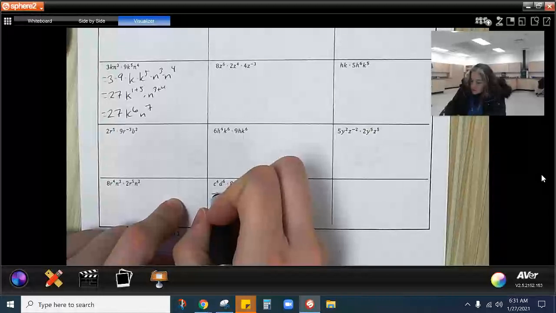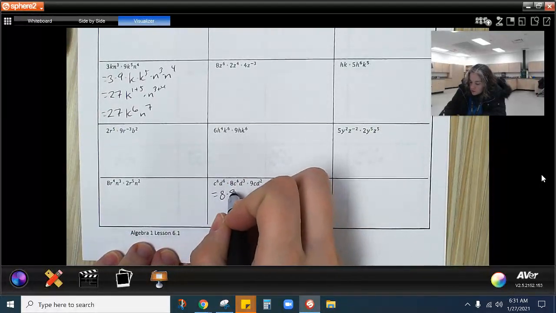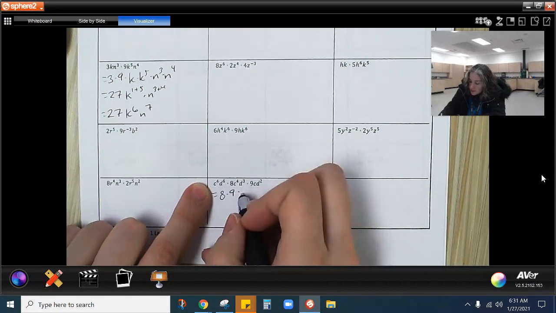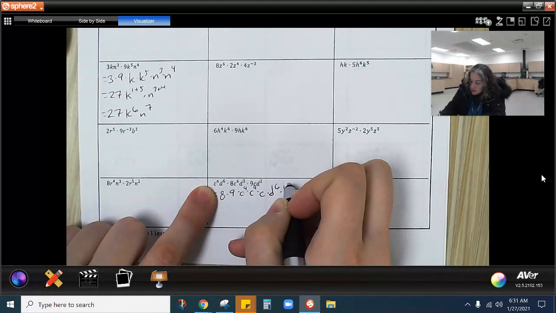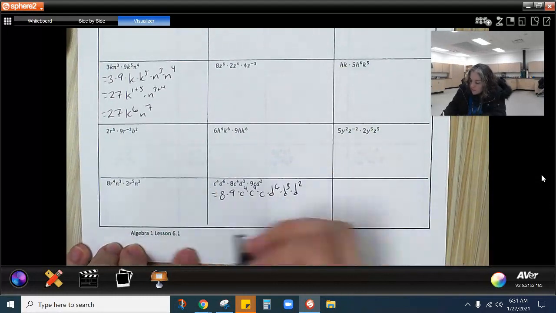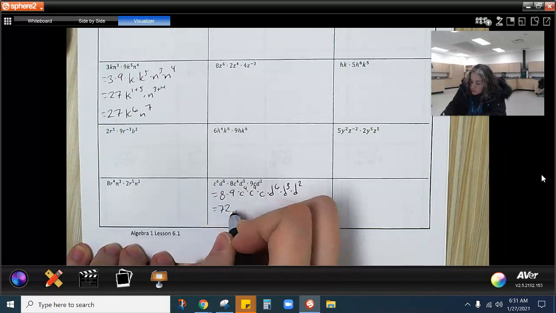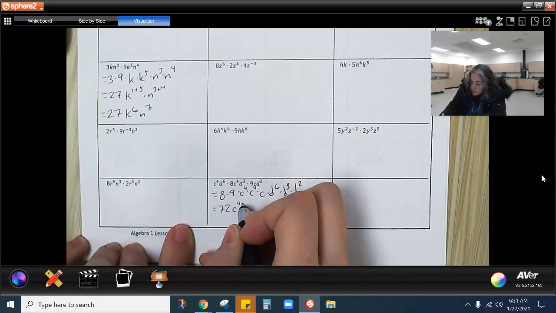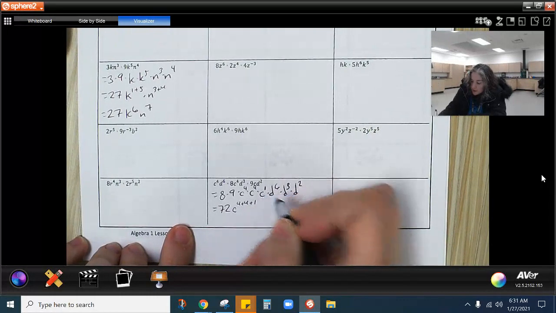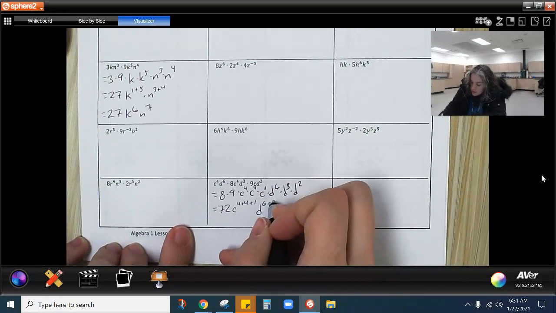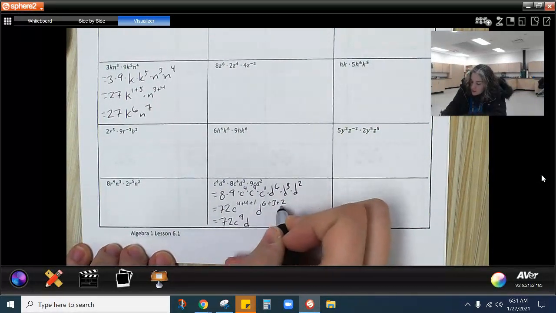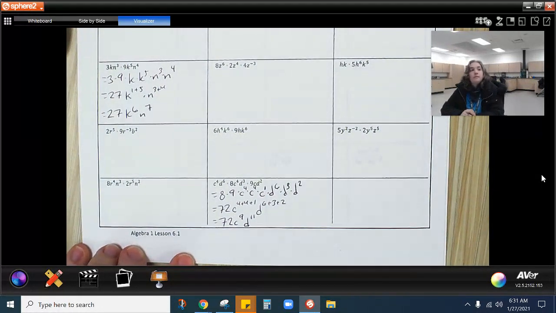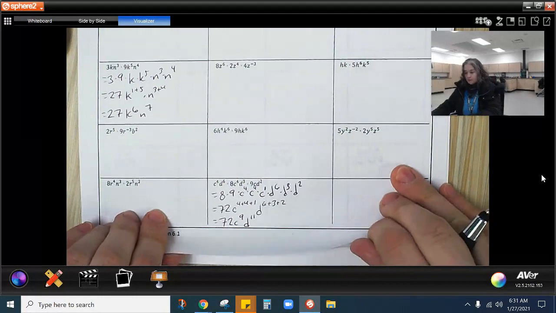All right, this one down here. Again, start with your coefficients first. So 8 times 9. And then I'm going to do my c's. So we have c to the 4th times c to the 4th times just a c. And then we have d's. D to the 6th, d cubed, and d squared. Well, 8 times 9 is 72. And then we have c to the 4 plus 1. Don't forget that 1 in there. And then we have d to the 6 plus 3 plus 2. So this is really 72, c to the 9, d to the 11. So that's the product rule.